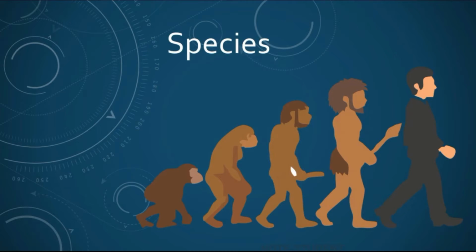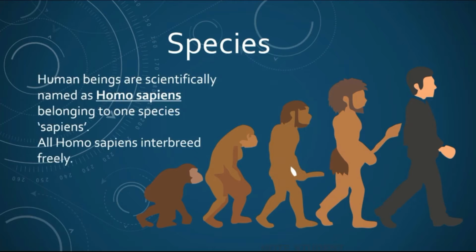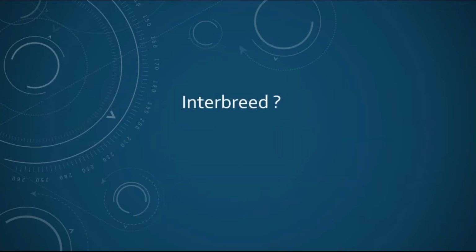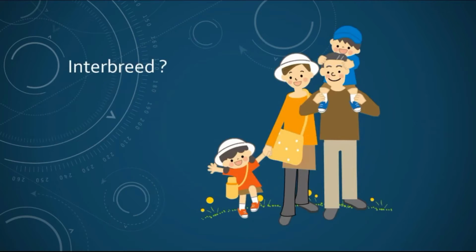For example, all humans here are of, say, the same species. All dogs are of the same species. Humans are Homo sapiens. It's a scientific name. But the main character of a species is that they can interbreed. Now, what is the meaning of interbreed? The meaning of interbreed is they can produce young ones. The same species together can produce young ones.